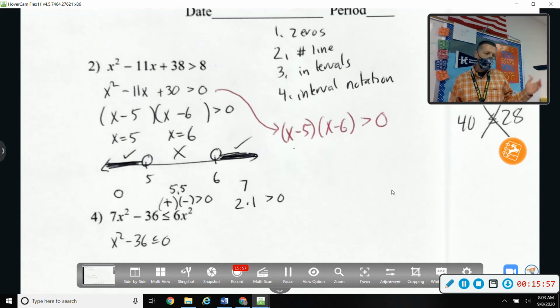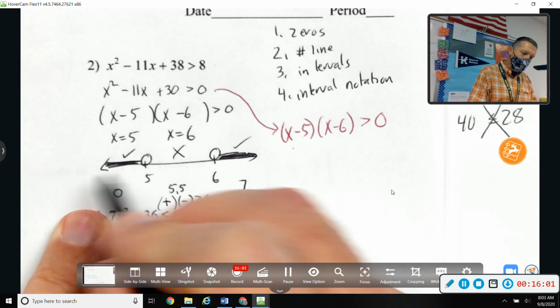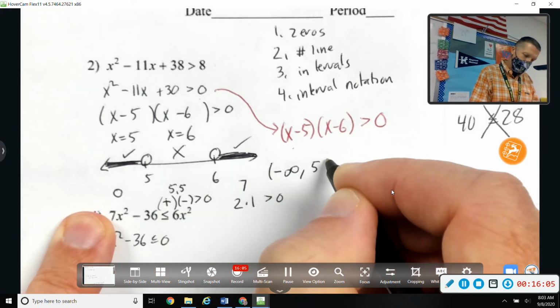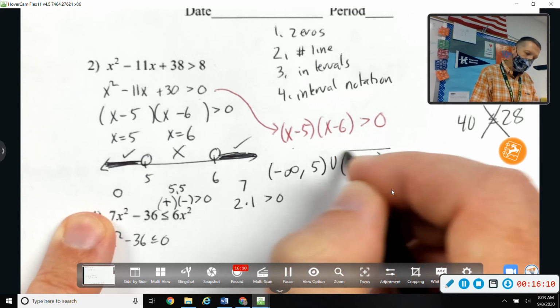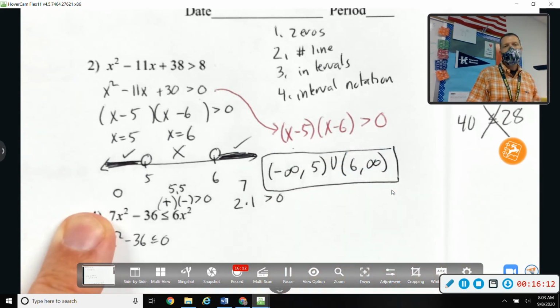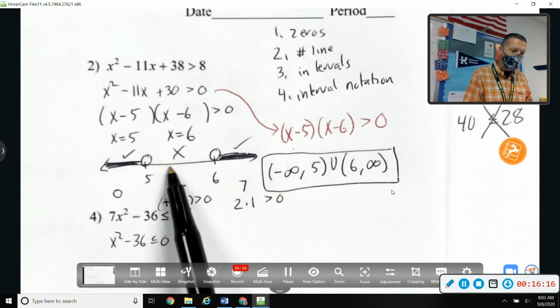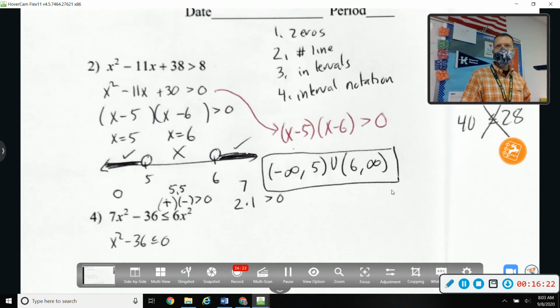And then translate your picture to an interval notation. So you read your solutions from left to right. Negative infinity up to 5, parentheses, union with 6 to infinity. That means that almost everything works, right? Everything except between 5 and 6 works in that inequality. Questions on that one?